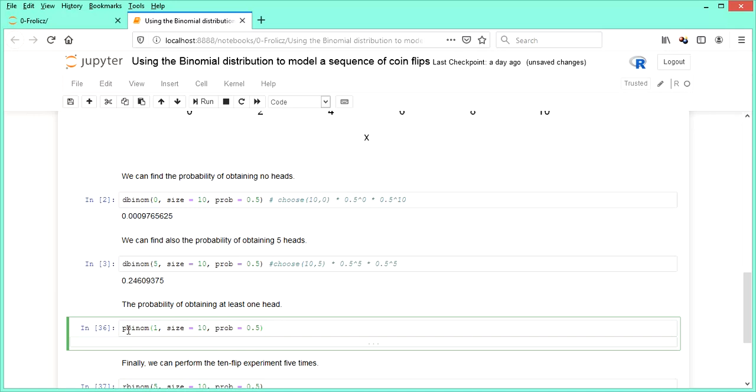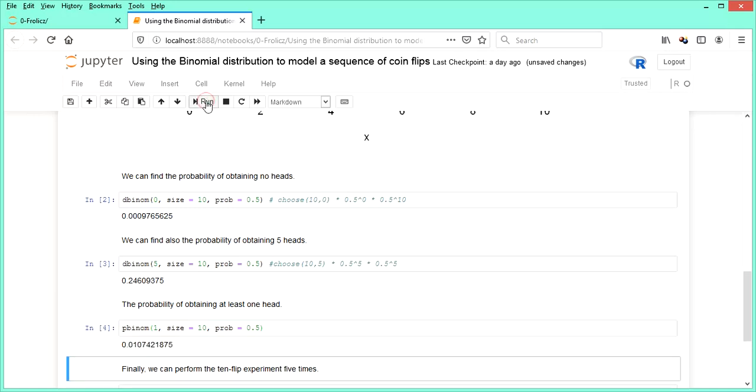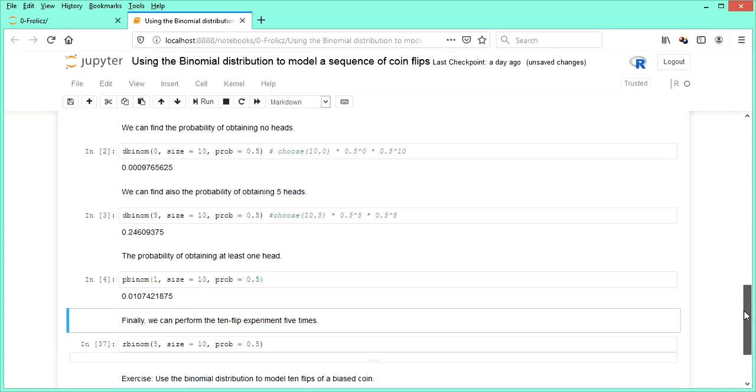So we're going to use the pbinom function, because if we used dbinom, we'd have to add those individual probabilities together. But pbinom allows us to do it in one line. So when we run that, we see 0.01. So we've got a 1% chance, roughly, of getting at least one head, which is interesting.